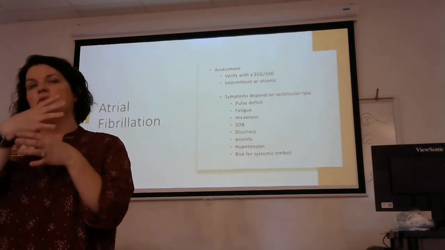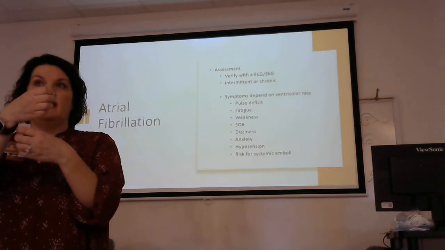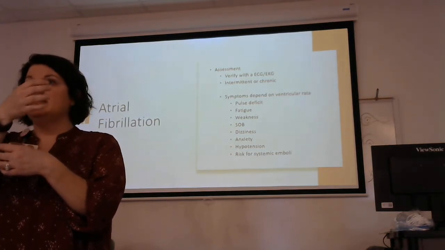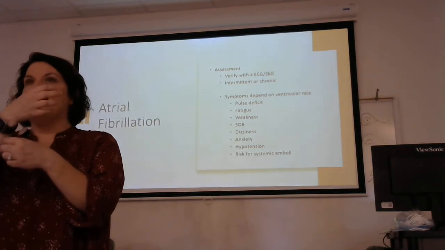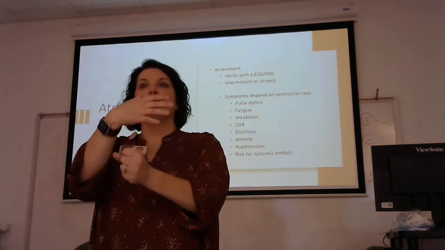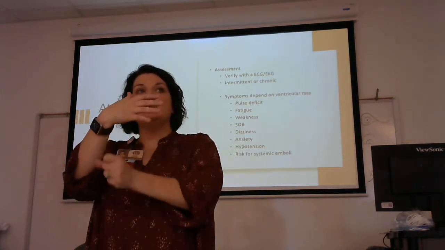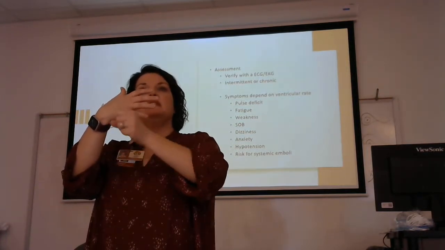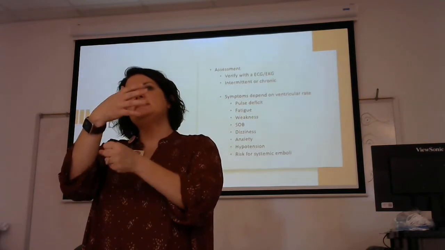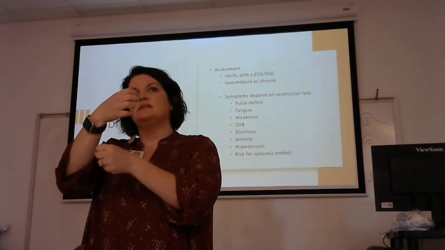Okay, so this is my heart. Use your imagination. But here's my heart. The top part of the heart is called the what? Atria. Yeah, and the bottom is the ventricles. So in AFib, my ventricles are doing what they're supposed to. They're squeezing. When they squeeze, blood comes out to the body and meets the metabolic demands. While my ventricles are squeezing, the atria is just quivering like this.